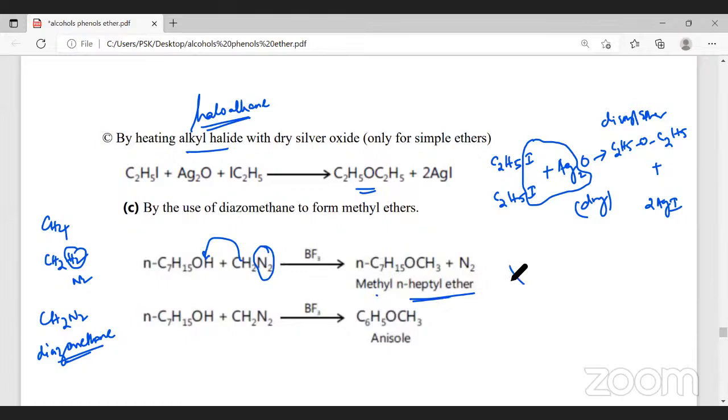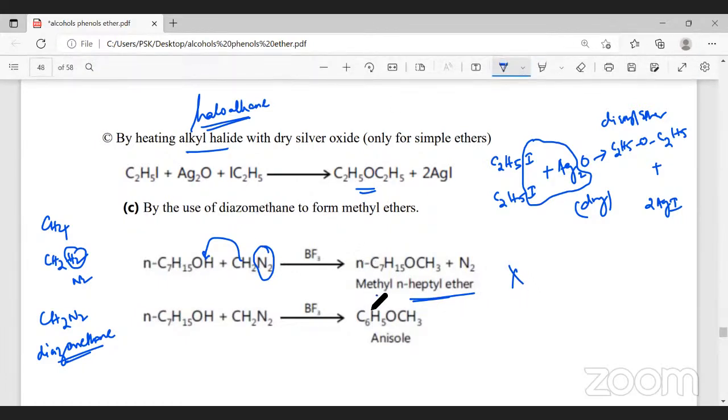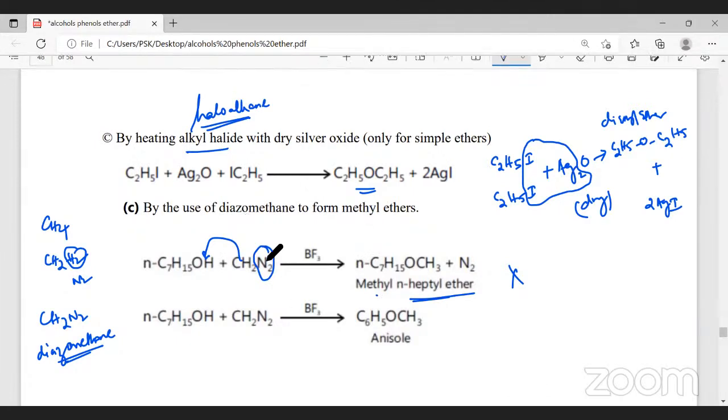So this is not in the syllabus, but the other three methods are in the syllabus. So you can remember, we can also prepare ethers by reacting an alcohol with diazomethane to form methyl ethers.